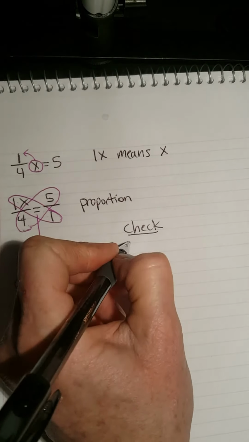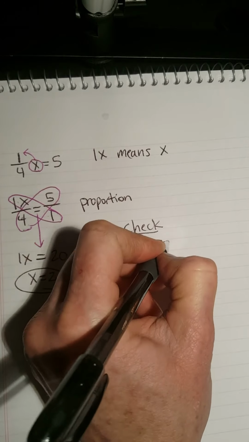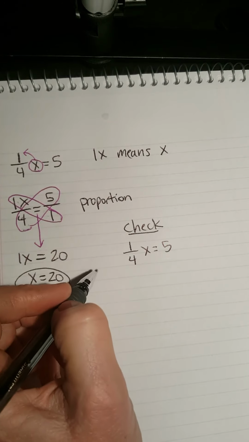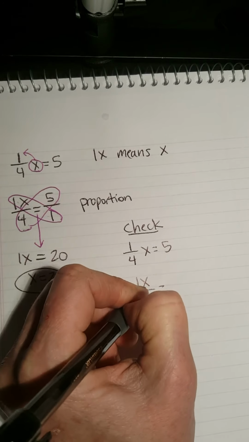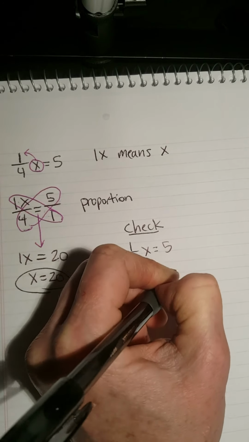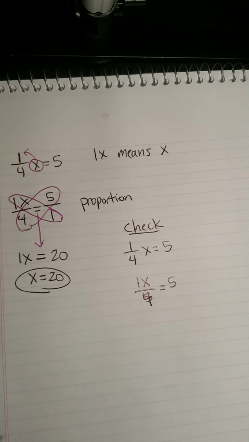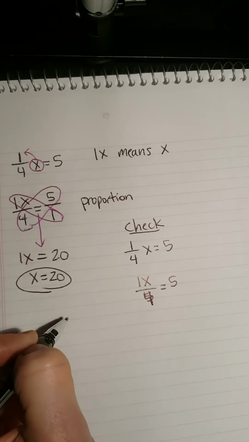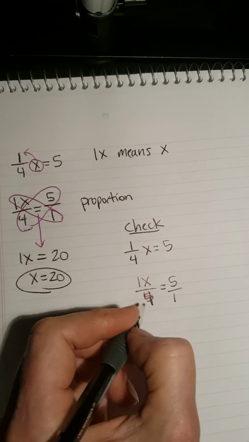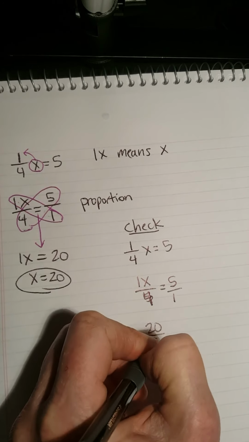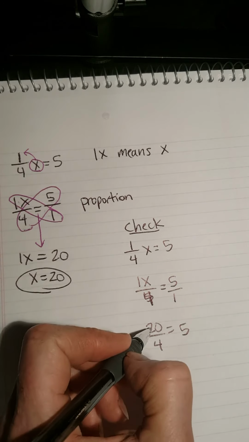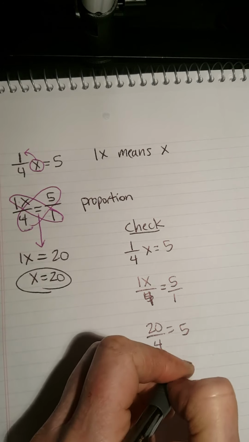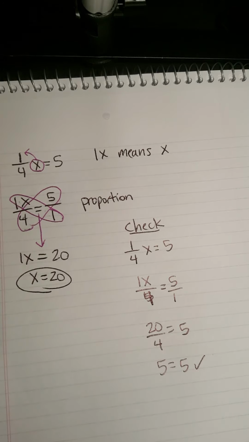Okay? If I'm going to check it, I write the original problem. Okay? And then I am going to actually rewrite it as the proportion. Rewrite it correctly, Mrs. Cosgrove, as the proportion. Okay? And then I'm going to substitute. So I have 20 divided by 4 equals 5, or 5 over 1. You can write it either way. It really makes no difference. 20 divided by 4 is 5. Okay? All right.